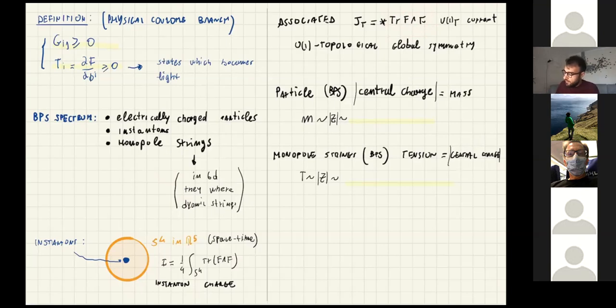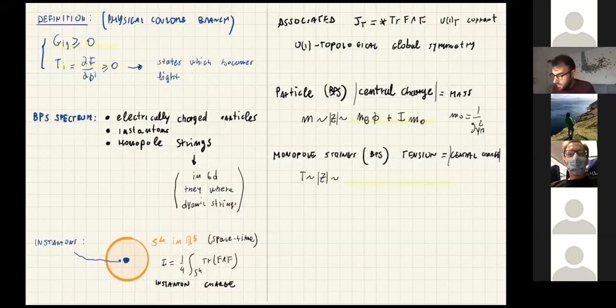So if we have a particle, generically a particle in 5D, then this particle has a mass, and if it's BPS, this mass is equivalent to the central charge. And the mass is equal to the electric charge multiplied by phi plus the instanton charge multiplied by m0, where m0 is equal to 1 over g squared. And phi is the Coulomb branch parameter.